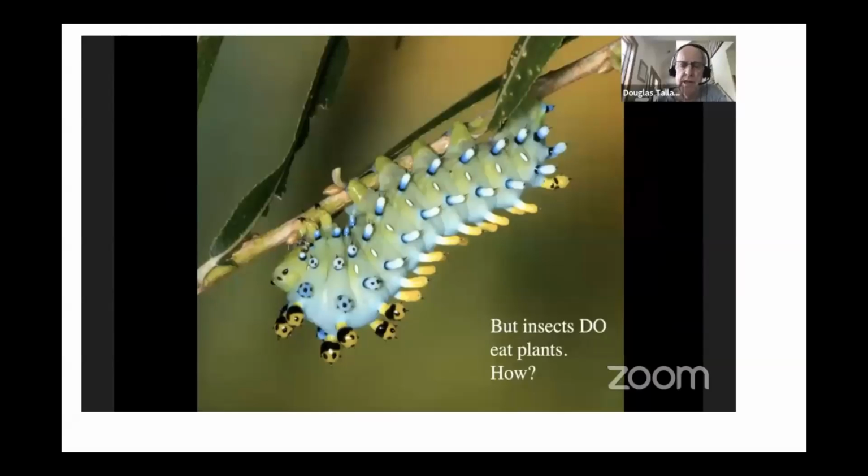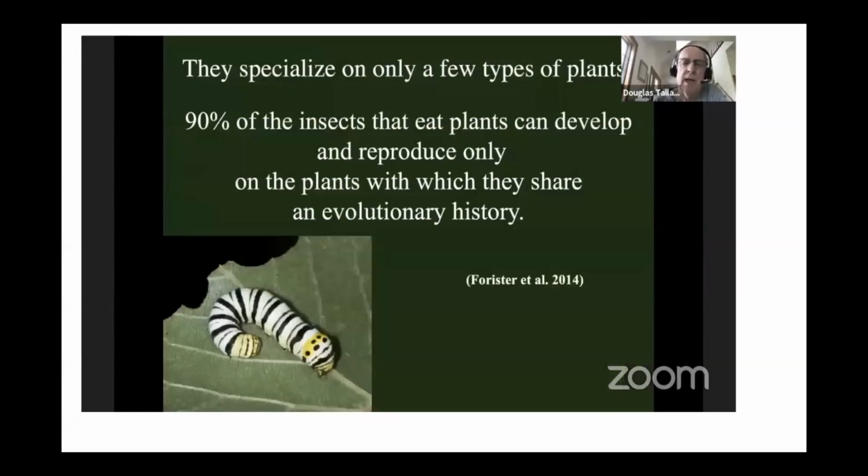But we do know that insects eat plants. So how do they do that? Well, this is where the specialization comes in. About 90% of the insects that eat plants can only eat particular plants. They can only eat the plants that they have shared a long period of evolutionary history with, during which they have developed specialized adaptations that allow them to get around those chemical defenses. They developed enzymes and behavioral adaptations and life history adaptations that allow them to eat these plants without dying.